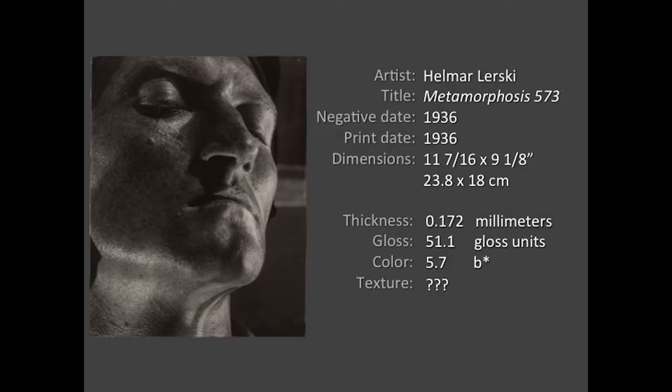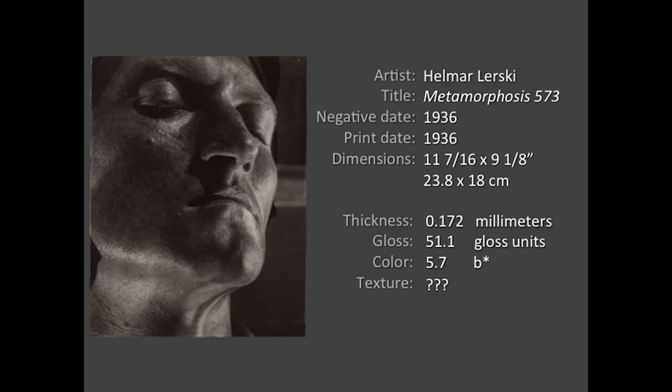And so this is one of the prints that I was looking at, this Helmar Lursky in the MoMA collection. And so here are the 4 dimensions, and the first 3 are actually really pretty easy to measure. Thickness, well, you just get a micrometer. Gloss, you get a gloss meter. And this is all pretty conventional stuff. Color, a spectrophotometer. And what I'm measuring and representing here is just how yellow it is. How far along on this B axis in the LAB color space is it? So it's 5.7. Okay, great.